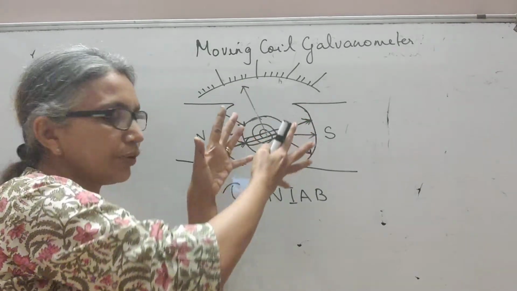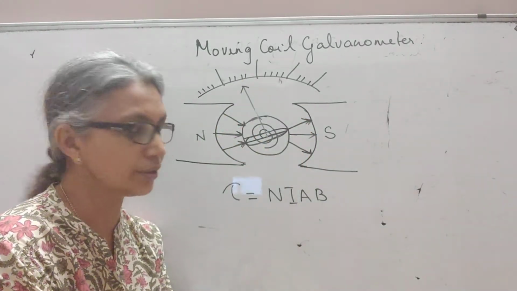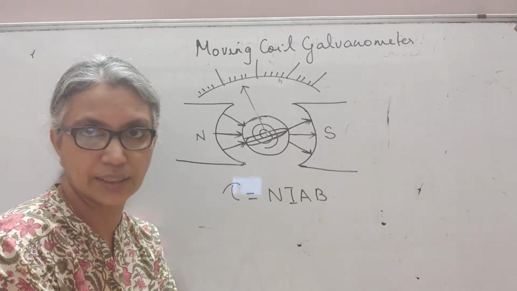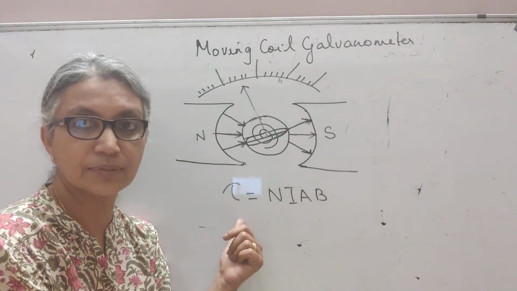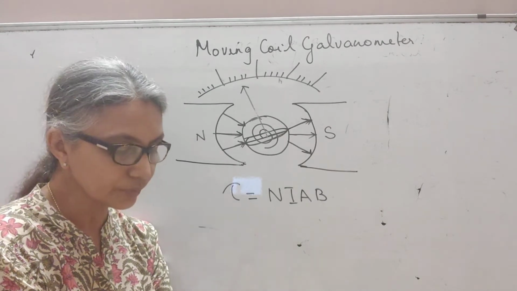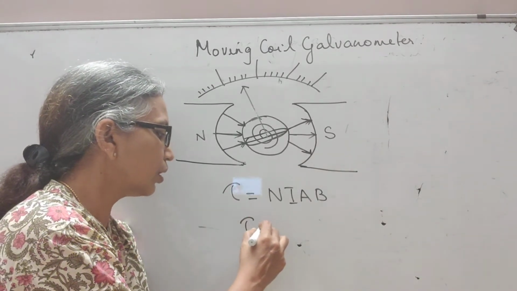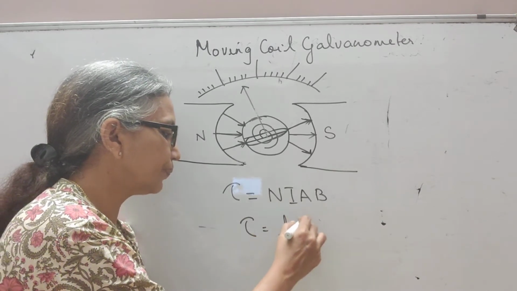So you have magnetic field lines, radial magnetic field lines, providing always theta between the area vector and the magnetic field as 90 degrees, giving you maximum rotating torque. Now you will have a restoring torque given by K phi.